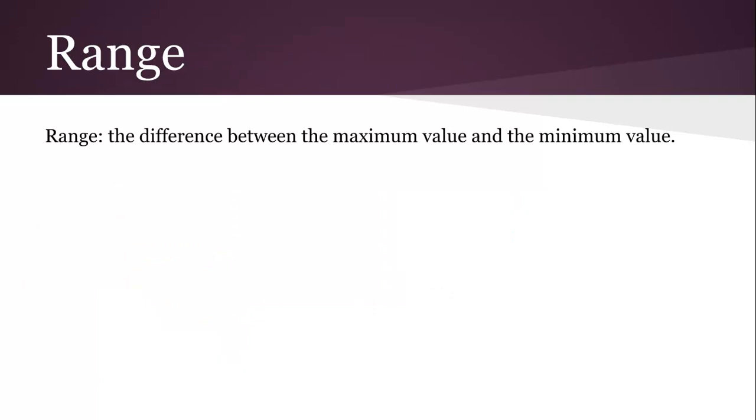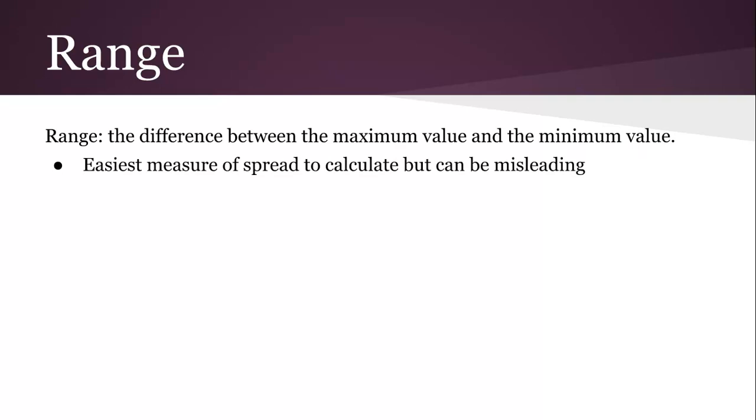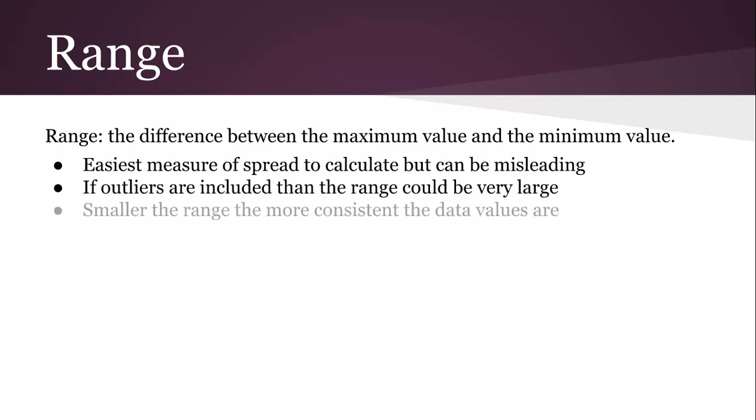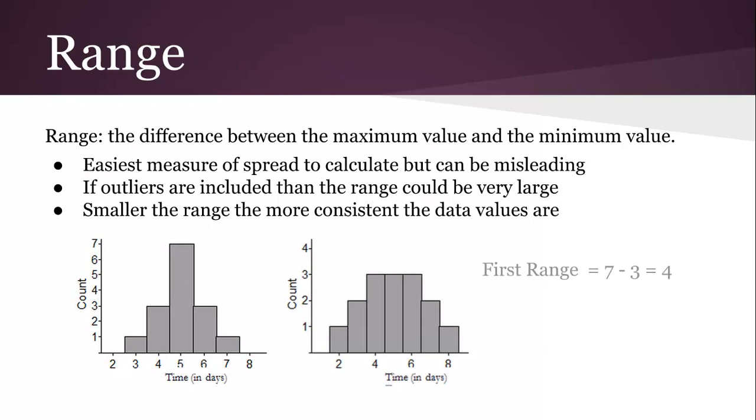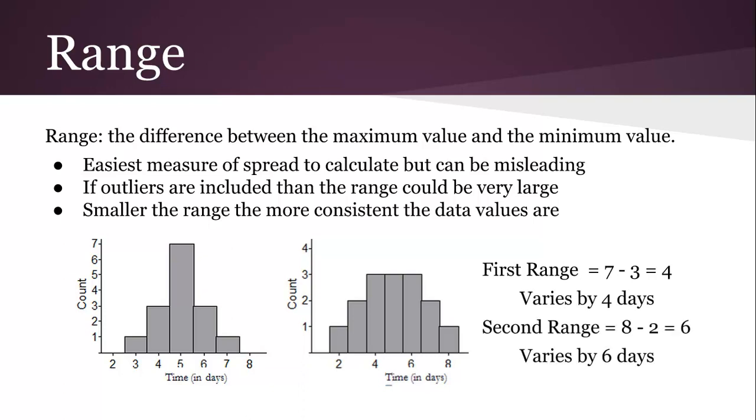Range is just the difference between the max and the min, so it's really easy to calculate. It can be very misleading though, because an outlier can spread out the range very easily. The smaller the range, the more consistent the data values are. If the range is small, the points are closer together. For example, the range is 7 minus 3, which is just 4. So the first one has a range of 4. The second one has a range of 6. It varies by 6 days. So it tells you a little bit more about the picture. It tells you more about the story.